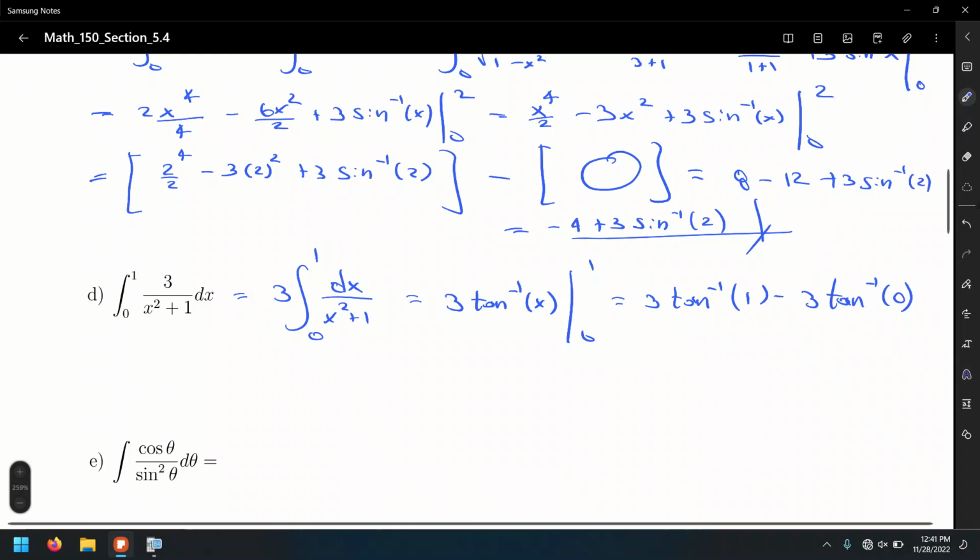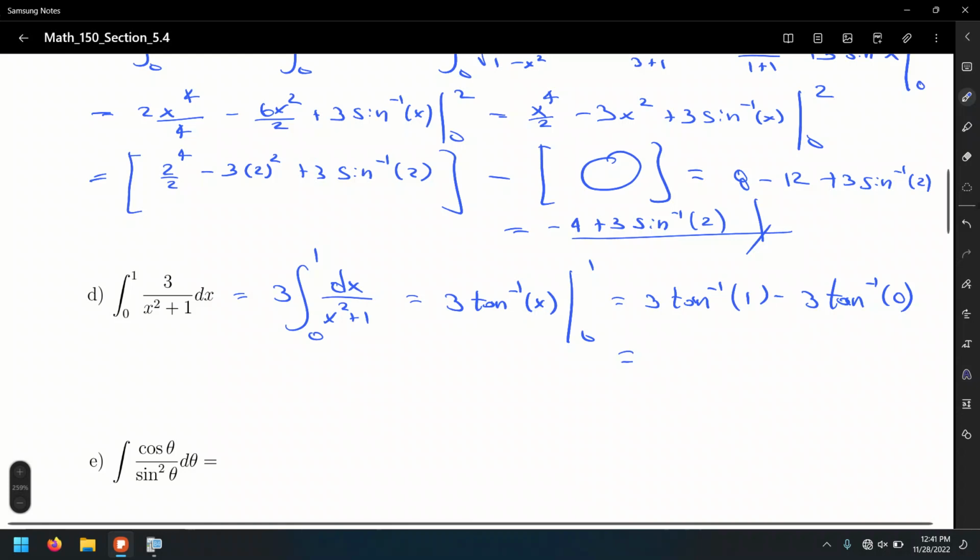In this case, it's possible to evaluate them because these are values that are in the common angles that we know from the unit circle, or the representative right triangles, the 30, 45, 60 degree angles, all right? Well, in this case, they're asking us for the angle whose tangent is 1. Any ideas of what angle is that? Yes. Pi over 4.